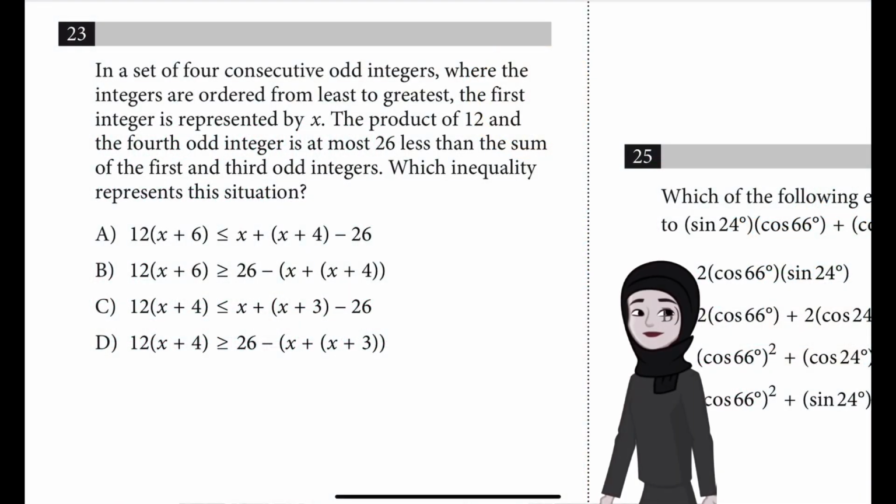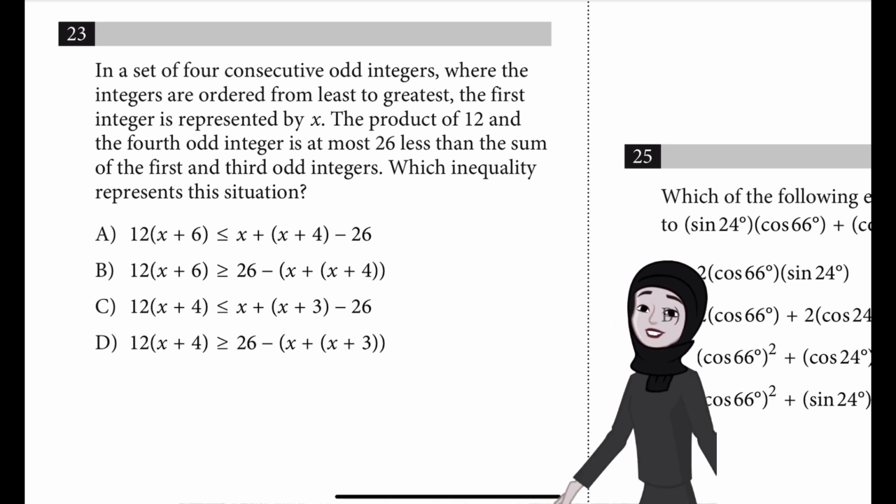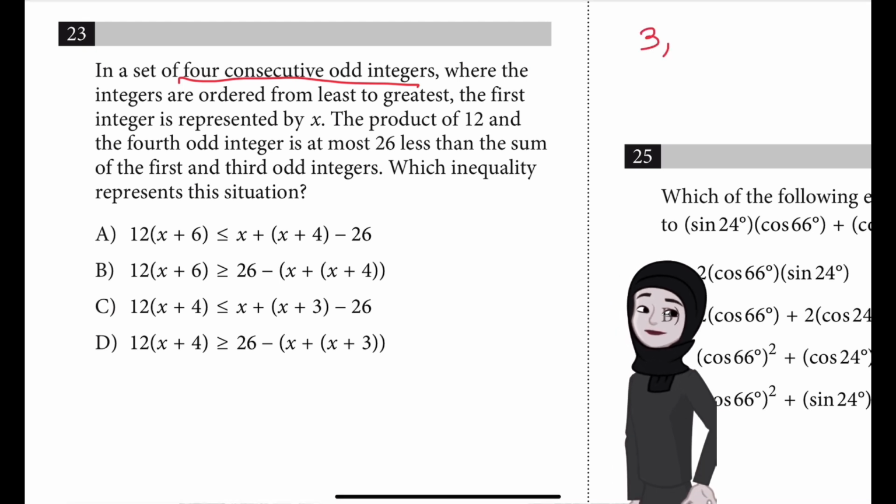Question number 23. In a set of 4 consecutive odd integers, where the integers are ordered from least to greatest, the first integer is represented by x. The product of 12 and the fourth odd integer is at most 26 less than the sum of the first and third odd integers. Which inequality represents this situation?